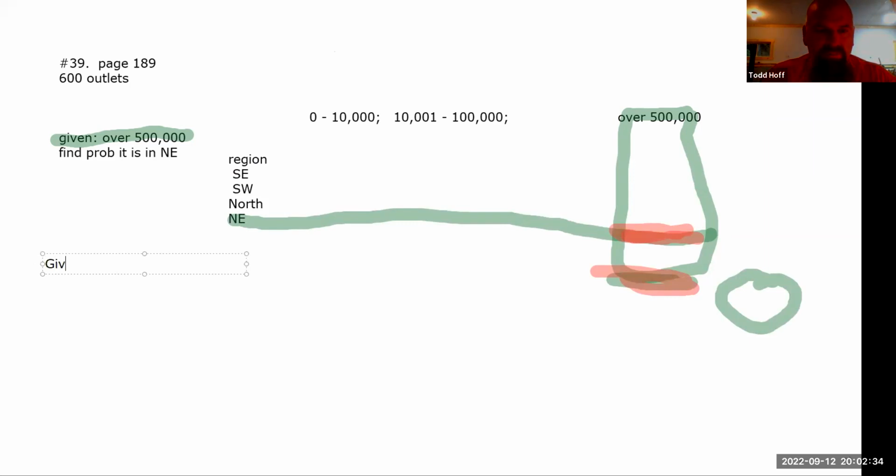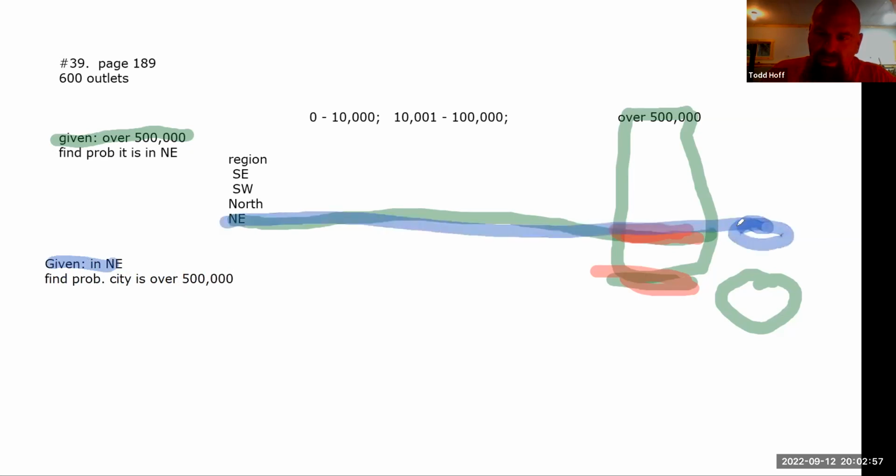Now, slightly different would be, what if it's given that it's in the northeast? Find the probability the city is over 500,000. Well, that'd be actually just the backwards of this. So now, given that it's in the northeast, that means we're only looking at this row that's the northeast. So now it's this total here that we're looking out of. So it's still this number here are the ones that are in the city of over 500,000, but it's now that number over this total to get the probability.